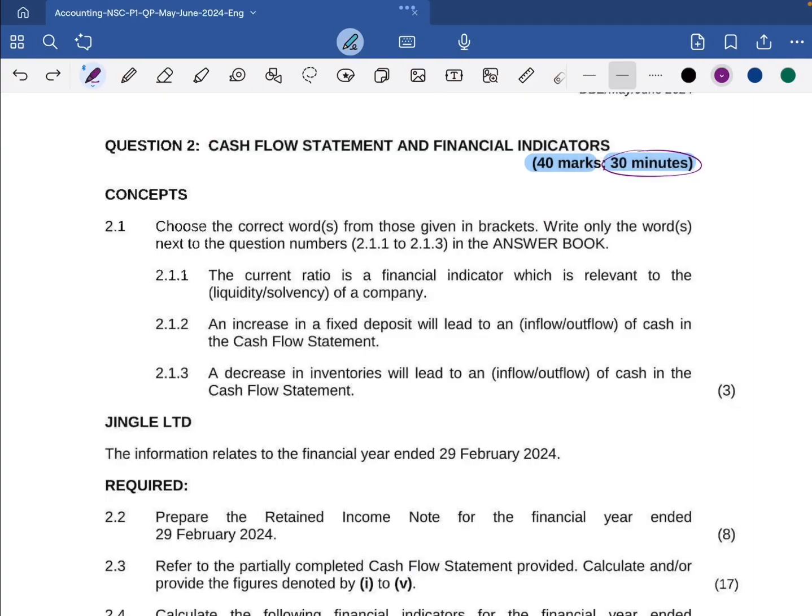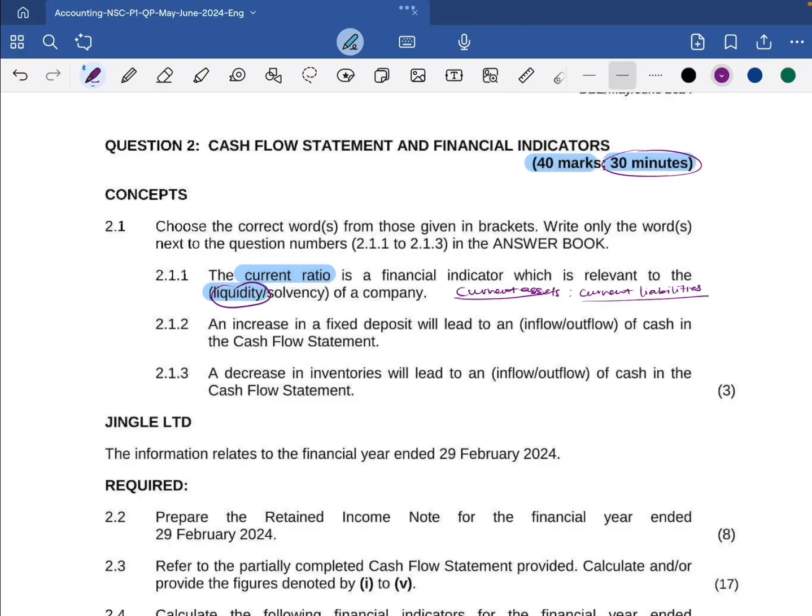So the current ratio is a financial indicator which is relevant to the liquidity or solvency of a company. Remember that as soon as they say current ratio, they're talking about current assets to current liabilities. So this talks about the current assets and current liabilities, which focuses on our liquidity. So liquidity should be the correct answer in this first question.